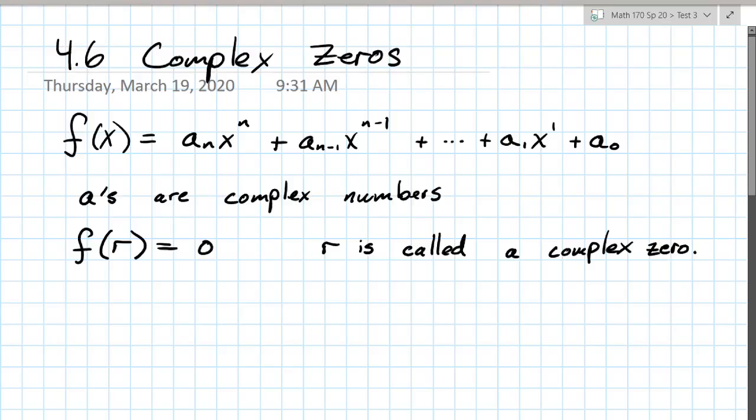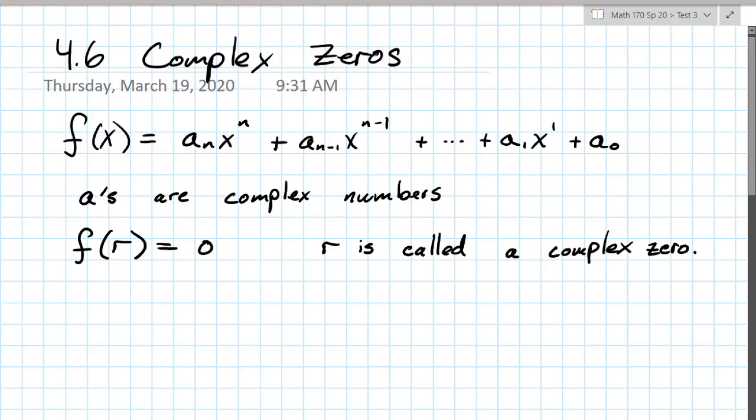In section 4.6, we want to extend our discussion of polynomials to complex polynomials. A complex polynomial is just a polynomial that has complex coefficients. All of the polynomials we have seen so far have been complex polynomials because a real number is also a complex number. So we just have this new definition where we let the coefficients be complex numbers.